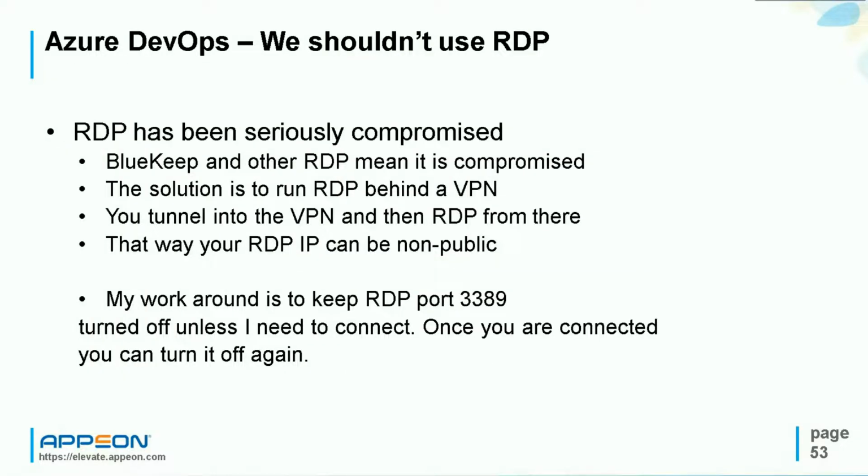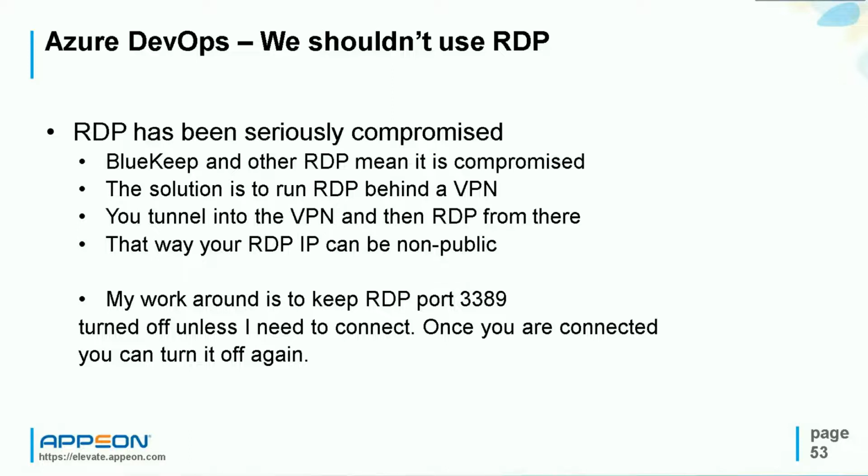Oh, well, here we go. We're talking about this right now. RDP has been seriously compromised. There was a BlueKeep vulnerability, I think, in June. So you should really run RDP behind a VPN. The idea is that you would tunnel from wherever you're coming from to the network where the machine is that you want to RDP to, and then you can RDP to an IP that's non-public. My temporary solution with Azure, just for this demo, is to turn on RDP when I want to connect, and then as soon as I'm connected, turn it back off.